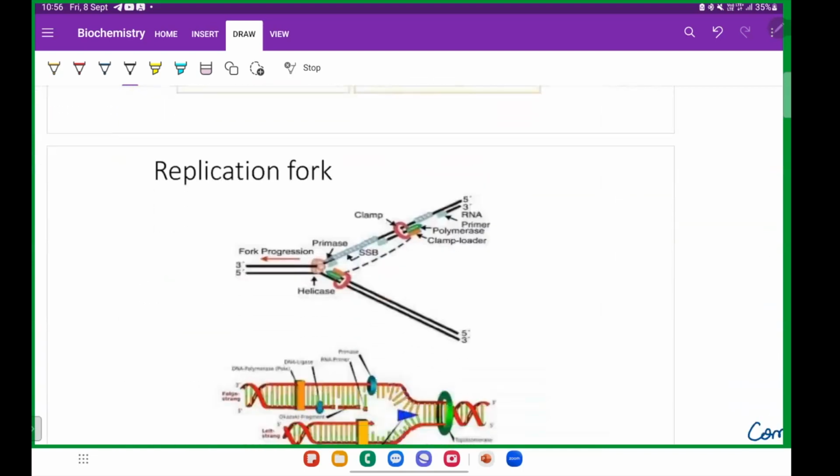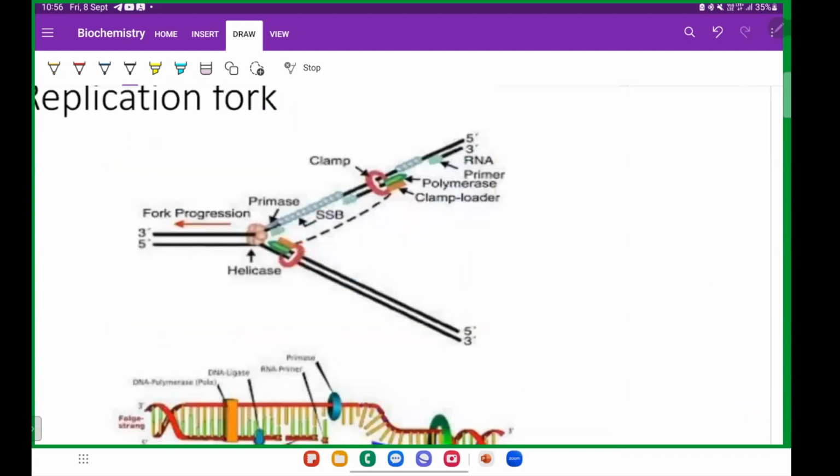The replication fork starts, 3' to 5'. First, there is a fork, and we need to separate the strands. The one that does the separating is DNA helicase. So DNA helicase starts separating. Then you have these SSB binding proteins, which keep them separated. Then you have your primase, which helps in initiating. Then you have topoisomerase, which removes the supercoils.